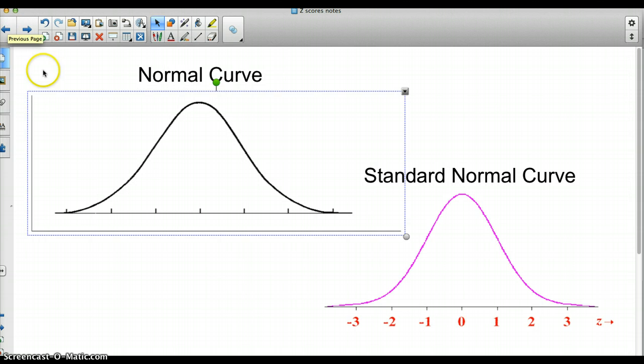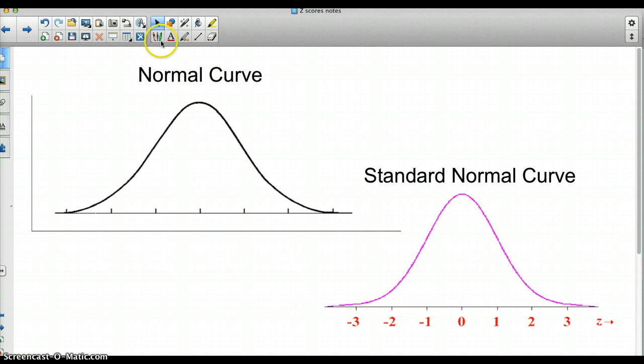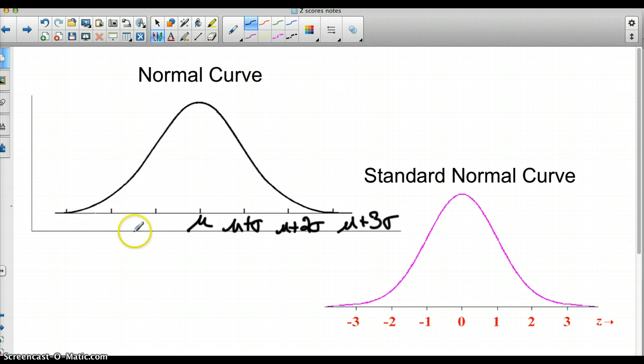Okay, so we have been working with the normal curve. When we've been working with the normal curve, we've been labeling where our mean is. We've been labeling it mu. We label this mu plus 1 standard deviation, mu plus 2 standard deviations, and mu plus 3 standard deviations. We've then also been doing it in the opposite direction, but using subtraction. So we have our normal curve, and this works for any normal distribution.